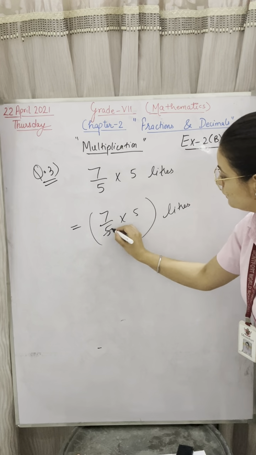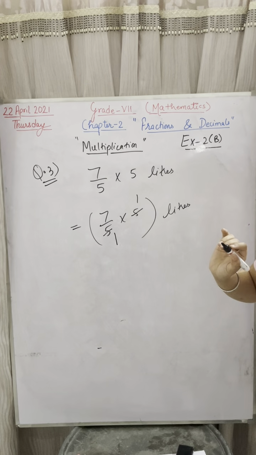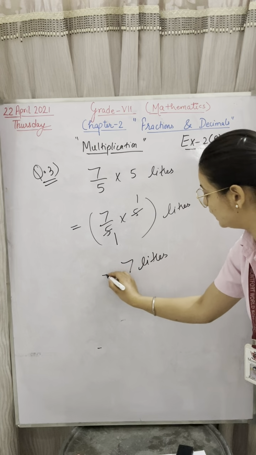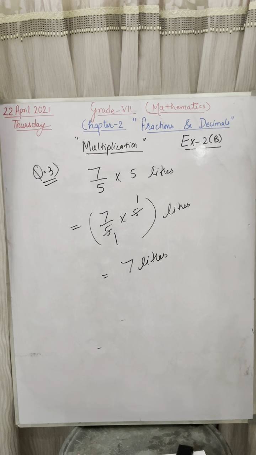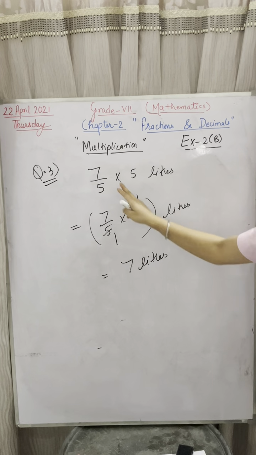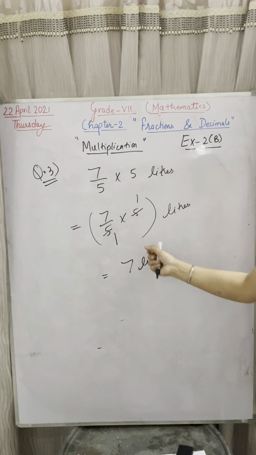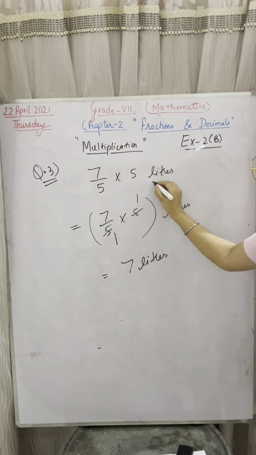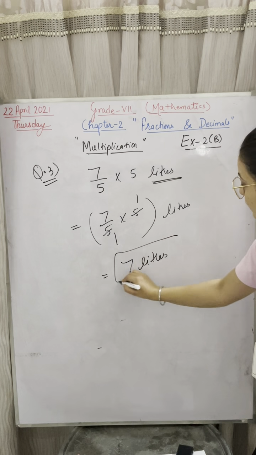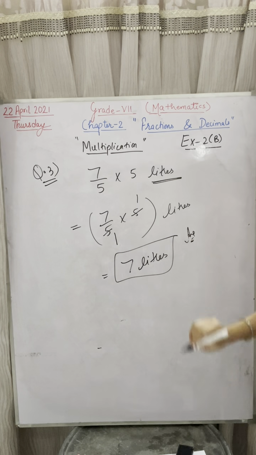So here I can cancel 5 ones. That's it. So what is left? Only 7. So 7 liters is the answer. Any doubt? It is very easy. You can see that I can cancel 5 and 5 and my answer will be 7, and whatever units are given, you have to write in your answer. So this will be your answer. Any doubt in this question?